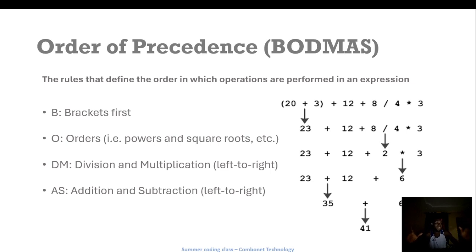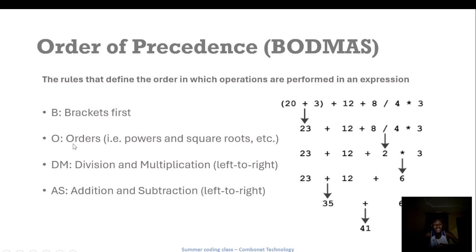There are some cases where, once you solve the bracket, you still get another expression inside it, right? For instance, if there's a bracket inside a bracket, you first solve the outer bracket, and you'll still be left with the inner bracket. You take it to the next step like we are doing here. So in the second step now, we have 23 plus 12 plus 8 divided by 4 star 3.